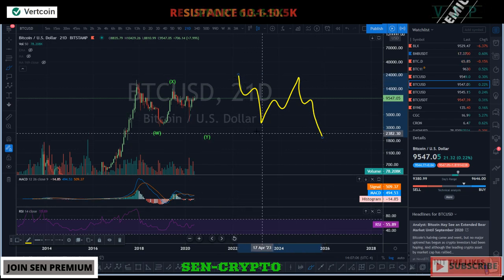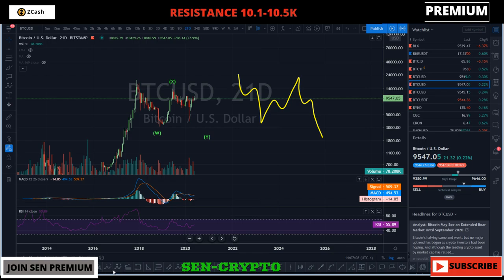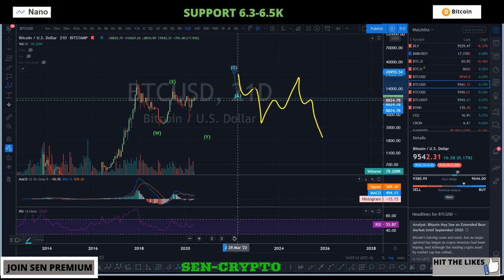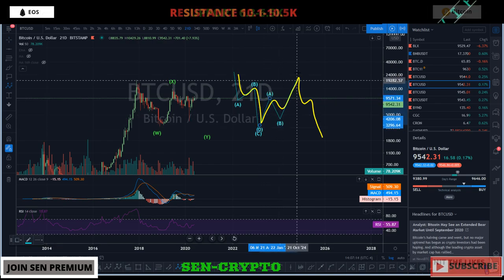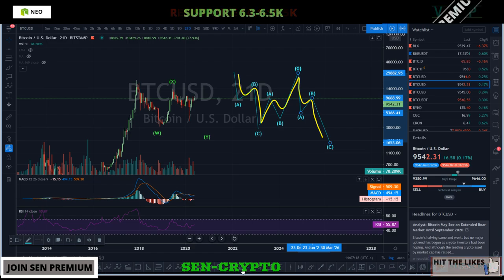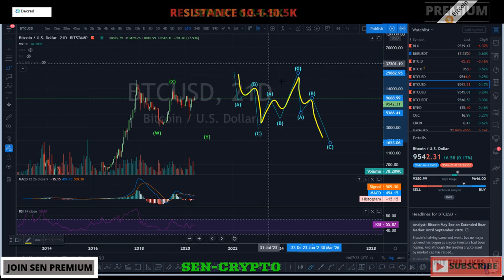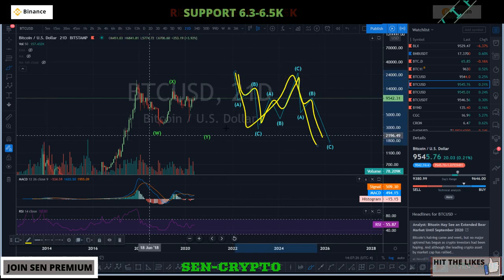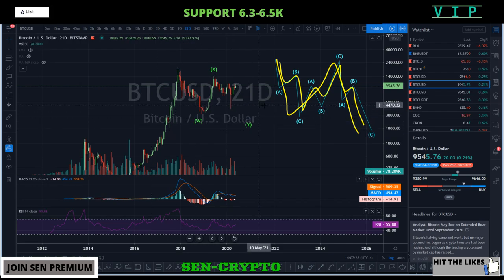These waves tend to involve ABC corrections, which is why we call it a 3-3-3. You're going to get ABC, ABC, and then another ABC correction. To avoid saying ABC correction all the time, you just say WXY correction. That's the move I'm anticipating within this range.